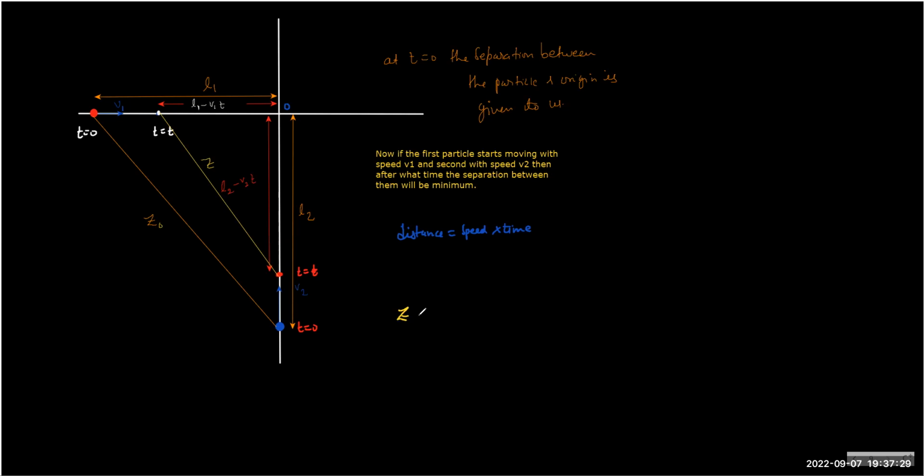So we can write Z in terms of Pythagoras. Z square equals L1 minus v1t whole square plus L2 minus v2t whole square. Isn't it? Yes. Now, if Z is minimum, then Z square is also minimum. The square of a minimum is minimum only. So to minimize Z, what can we do?